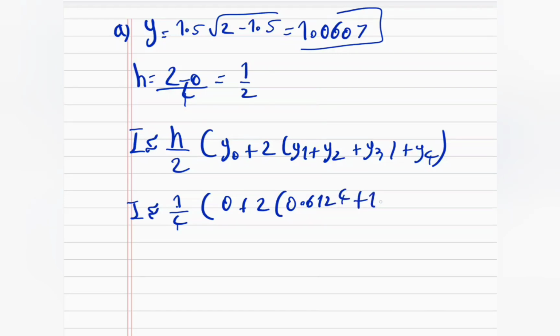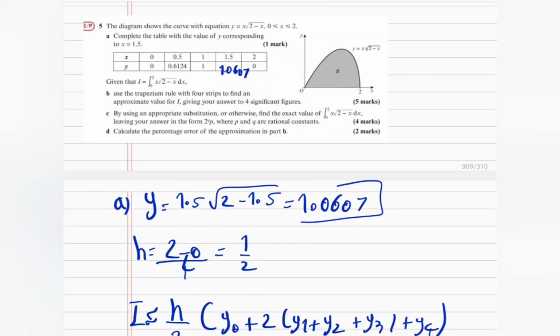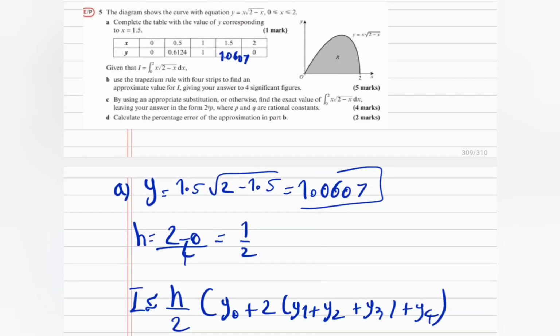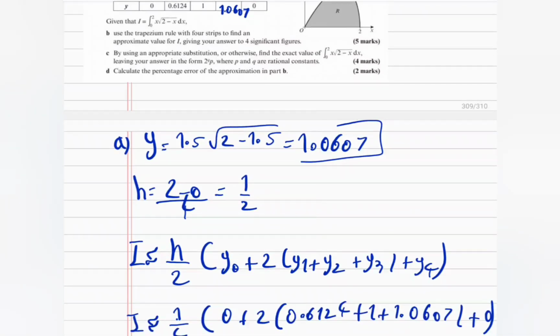And here we just substitute the values, so we have 0 plus 2 times 0.6124 plus 1 plus 1.0607 plus 0. That's basically what we have, and then we find this to 4 significant figures, which is 1.337.